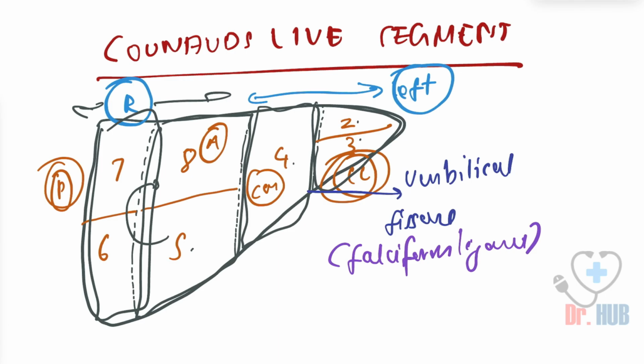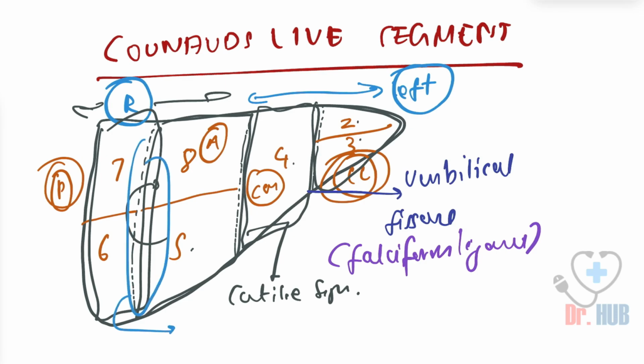Then we look at the partition between 4 and 5 and 8. Here the division refers to the Cantlie sign. Then looking at the partition between 5 and 8 and 6 and 7, this partition refers to the right portal fissure. So this was about the Couinaud liver segments.